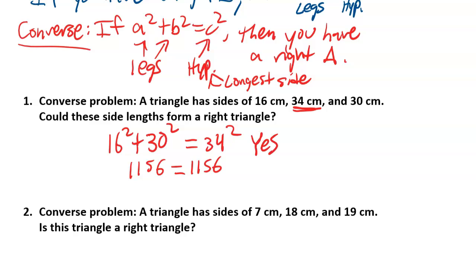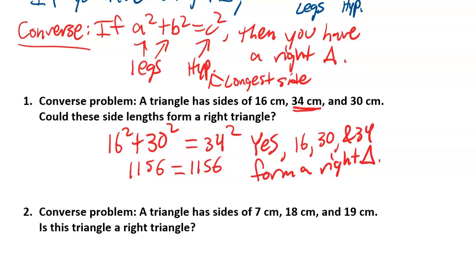To answer my question, could these side lengths form a right triangle? Yes. 16, 30, and 34 form a right triangle. So I'm just using my same theorem for a different purpose. Instead of me knowing I have a right triangle and applying a squared plus b squared equals c squared, I'm flipping the order. I'm deciding if a squared plus b squared equals c squared, do I have a right triangle?